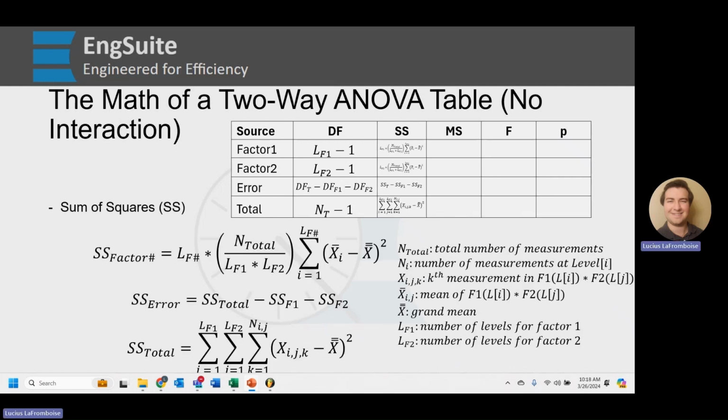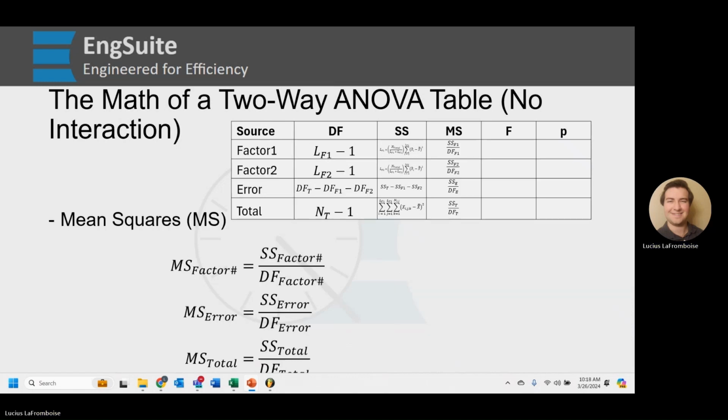Sum of squares is the same for our factors. The real difference here is going to be our sum of squares for errors, which is going to be our SS total minus SS factor 1 minus SS factor 2. Again, SS total is the sum of the squared deviation of each individual measurement from the grand mean.